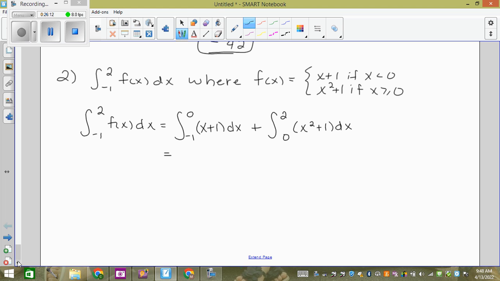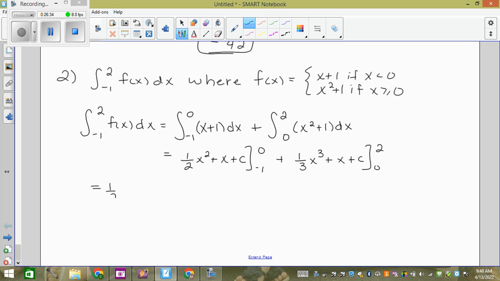Okay, what's the antiderivative of x plus 1? 1/2 x squared plus x plus c, from -1 to 0. And then this one's going to be 1/3 x cubed plus x plus c, from 0 to 2.